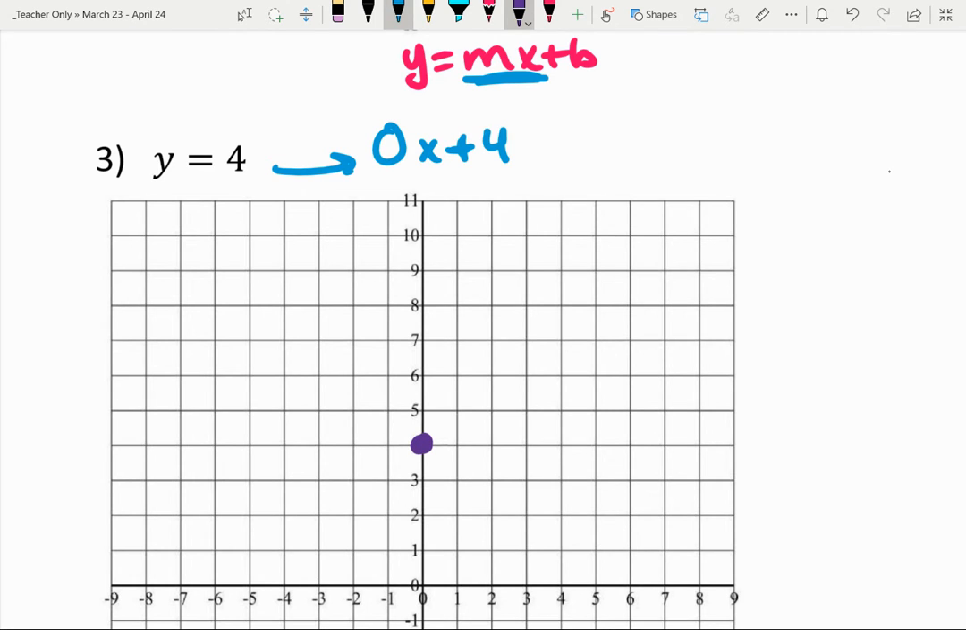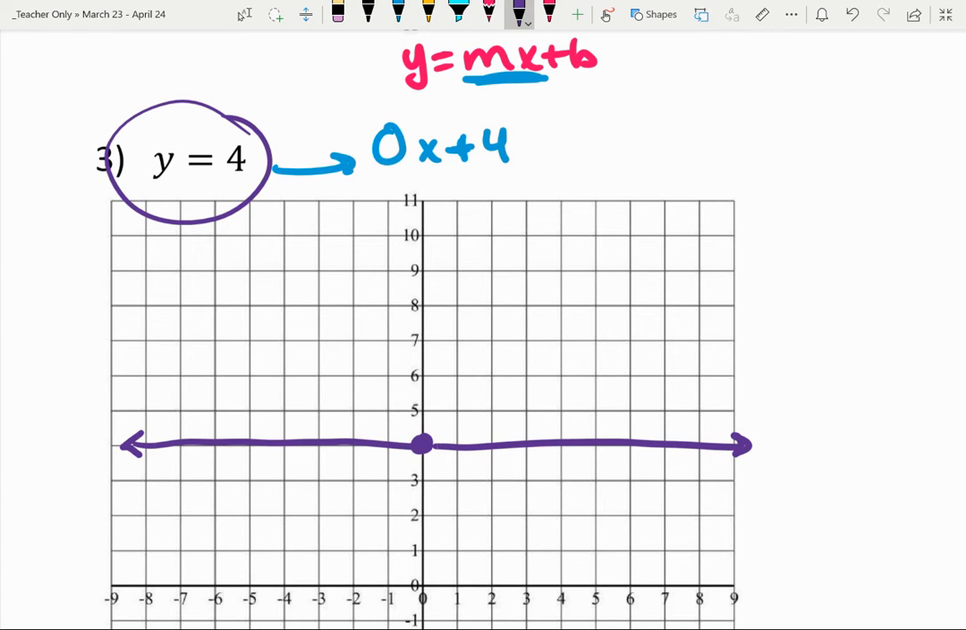But a slope of 0 means that it doesn't go up or down at all. It doesn't go up or down at all. It just keeps the same y value. So every point along this y value, or along this horizontal line, has the same y value.